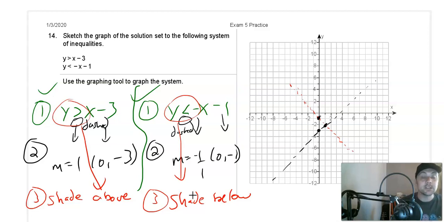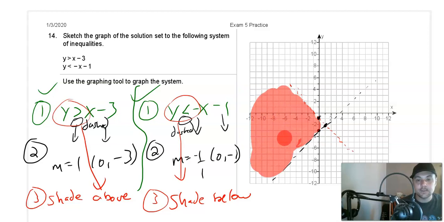So there's only one region where both of those things can be done simultaneously, which is this region right here, right? This region is above the black line, but it's below the red line, right? So it's going to be this region here. Stay within the lines to the best of your ability, and only in this region do we want to shade it. And so that would be the solution set to that compound inequality.